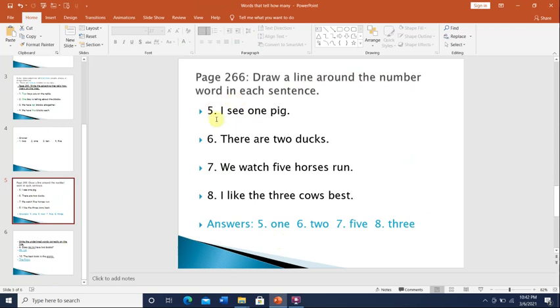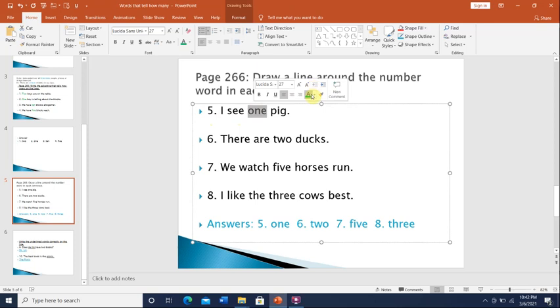Number 5, I see 1 pig. What is the word that tells how many? 1. Circle it. Number 6, there are 2 ducks. The word 2 tells how many. Number 7, we watch 5 horses run. 5 is the word. Number 8, I like the 3 cows best. 3.